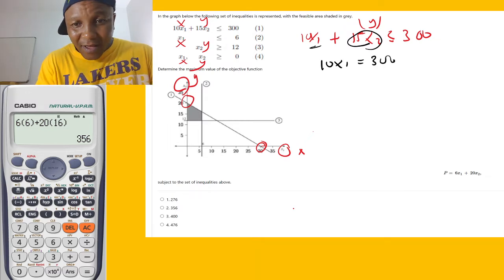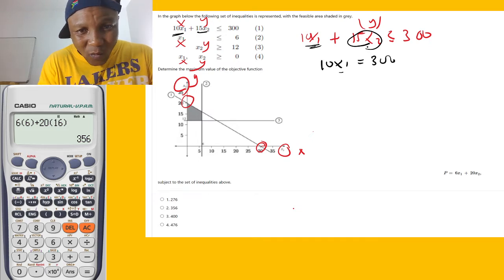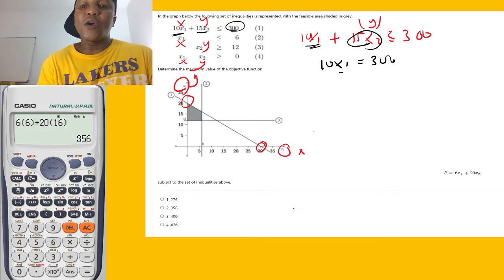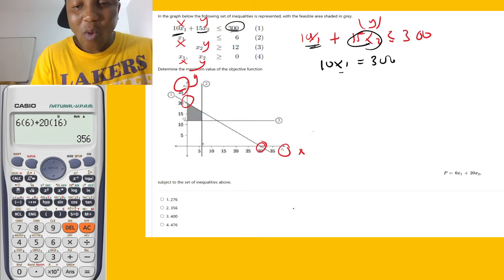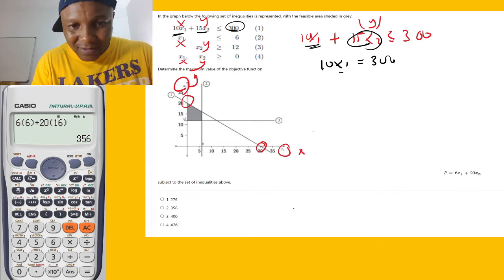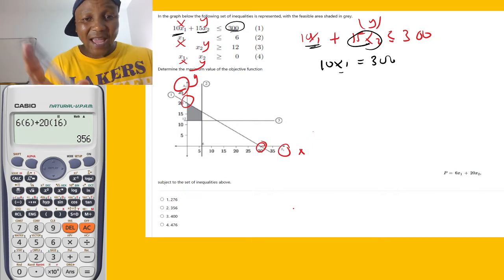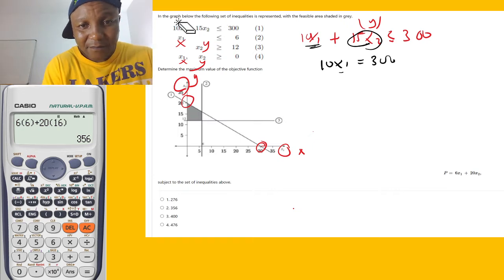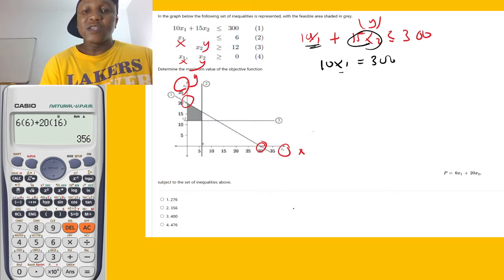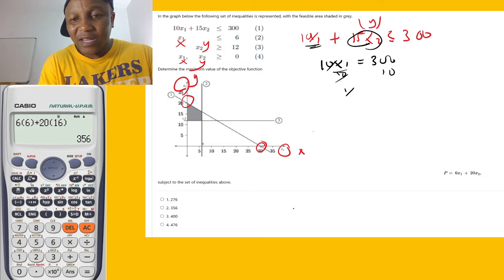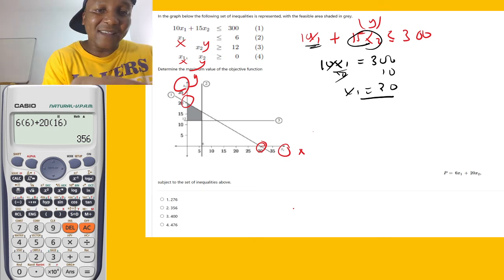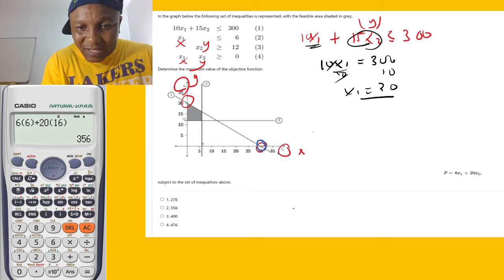So 10x1, when x-intercept, y equals 0. We divide by 10 on both sides, and x1 equals 30. We know x1 is the x-axis, it's on the x-axis right here. That's why this graph cuts at 30.